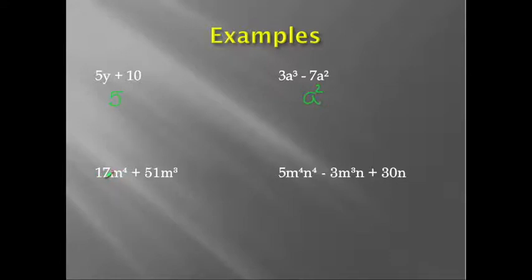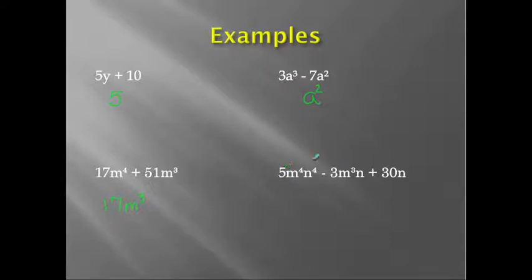Okay, let's look at our coefficients, 17 and 51. The GCF of 17 and 51 is 17. Both of them have m's, so we pick the m with the smallest exponent, so m to the third.